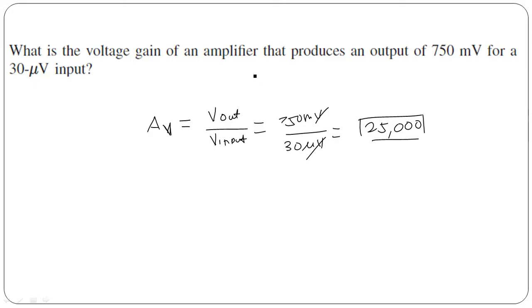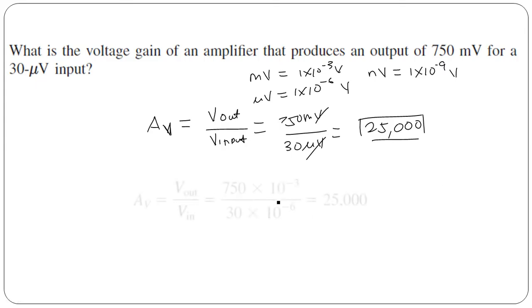Okay? So yung millivolt is 1 times 10 to the negative 3 volt and yung microvolt is 1 times 10 to the negative 6 volt. Okay? So sometimes nano naman yung binibigay sa problem. This is 1 times 10 to the negative 9 volt. Okay? So, tama ba tayo? Check natin. Okay. So, tama yung sagot.